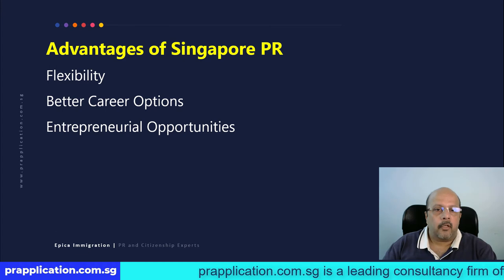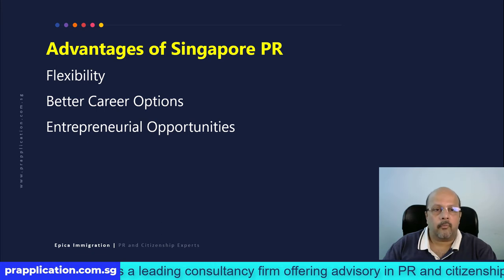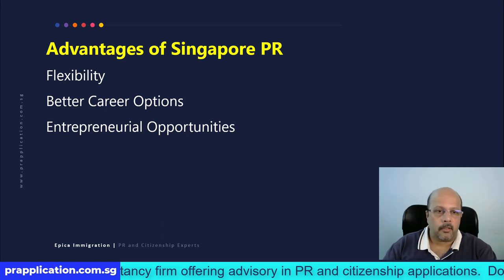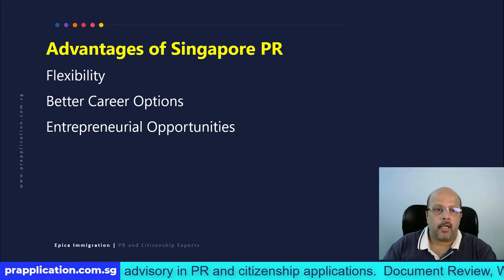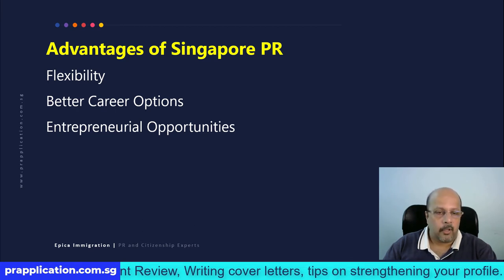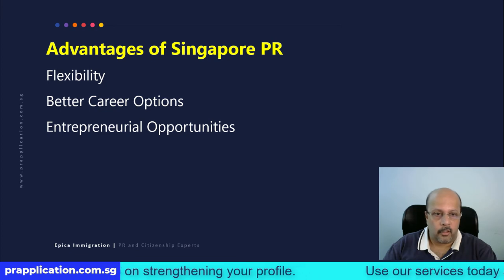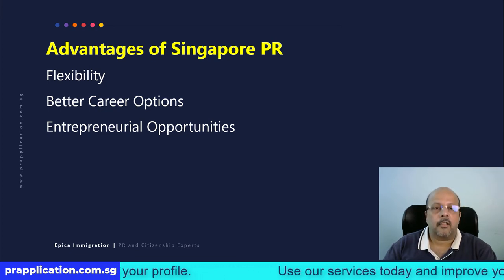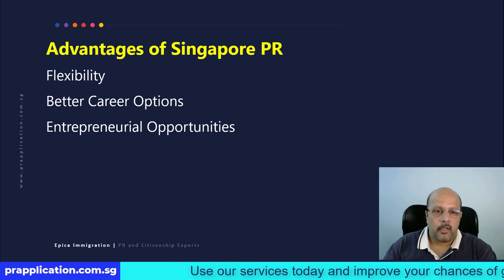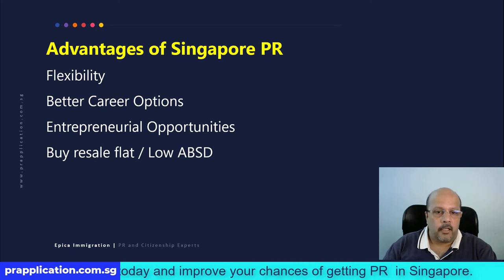The next one is that entrepreneurial opportunities open up for you. As an EP holder, you must be working only for the company which has sponsored your employment pass. You cannot start another company and become director of that. However, if you are a Singapore PR and you are in a job, you can still start another company, become director of that company, maybe run that company on a part-time basis for a few months or a year, and if success is seen, then you can shift to that on a full-fledged basis. So there is significant flexibility on entrepreneurial options here. You can buy and resell an HDB flat and you have to pay only low ABSD.